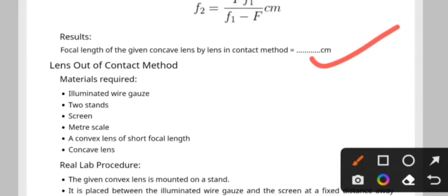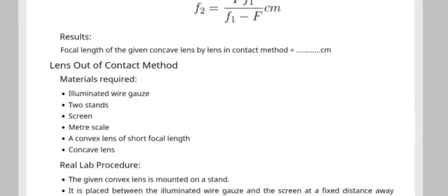So by any one of the methods you can find the focal length of the concave lens. There are basically two methods, the lens in contact method and the lens out of contact method. We can use any one of them to conduct our experiment and find the focal length of the concave lens. So I think all of the experiment whatever we have conducted today is clear to you. And if the lens out of contact method is not working properly, then use the lens in contact method to find the focal length of the concave lens by using the combination formula.